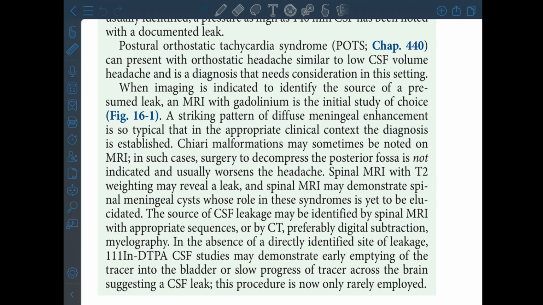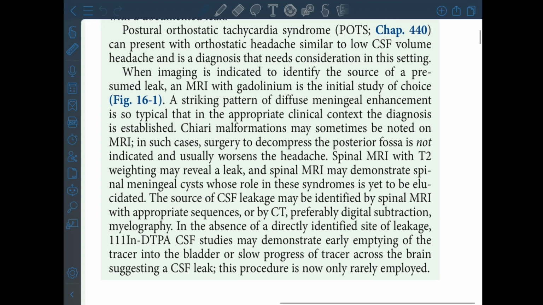The source of CSF leak may be identified by spinal MRI with appropriate sequences or by CT, preferably digital subtraction myelography. In the absence of a directly identified site of leak, indium-111 DTPA CSF studies may demonstrate early emptying of the tracer into the bladder or slow progress of tracer across the brain, suggesting a CSF leak. This procedure is now only rarely employed.